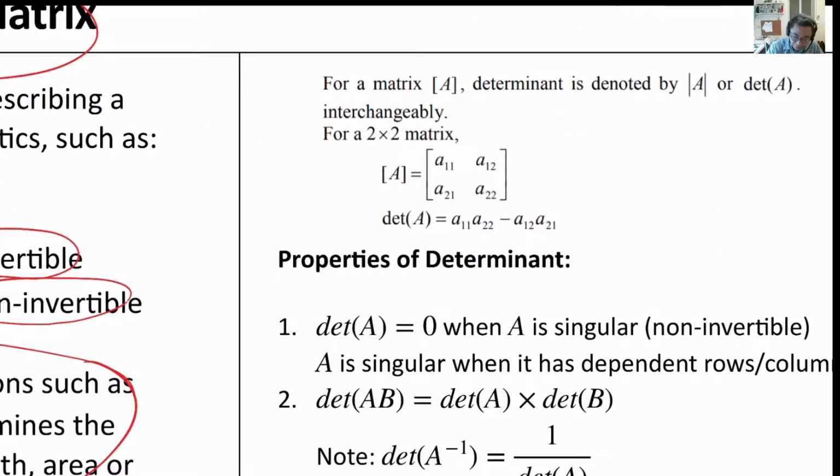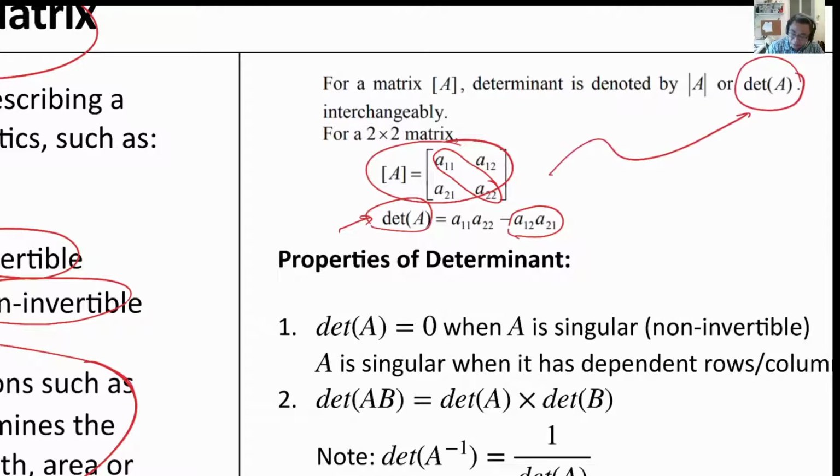For our case of 2 by 2, this is the famous formula for the determinant of A. It is nothing but taking the diagonal entries A11 times A22 minus A12 times A21 for a 2 by 2 matrix. You should remember this by heart. The determinant of A has various notations. It can be written as determinant bracket A, or sometimes we use the absolute sign and put A inside, where A is a matrix. Both these symbols are used commonly to describe the determinant.